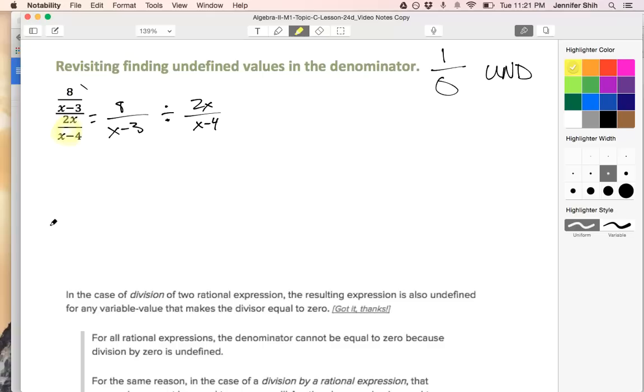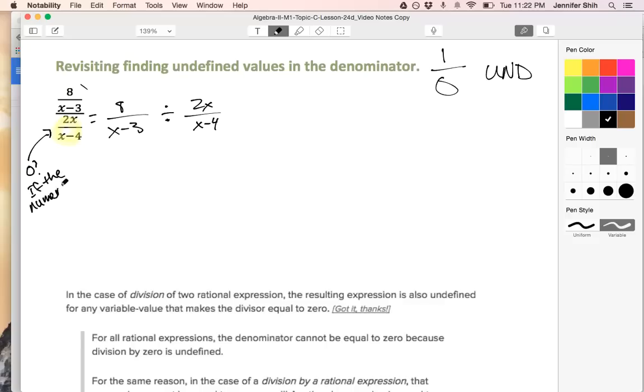In this big fraction, this fraction within a fraction, we cannot have a 0 in this denominator. Now, if the divisor is equal to 0, that means that the numerator has to equal 0, because you have to think, how would this become 0? If the numerator of this fraction, the divisor, is 0. So let's call out any values that will make either the dividend or the divisor or the entire expression undefined.